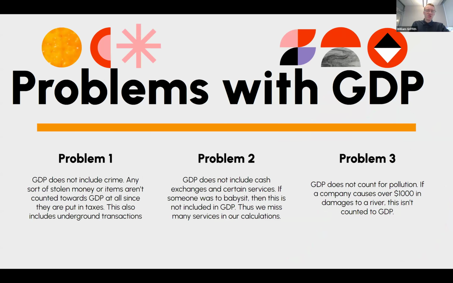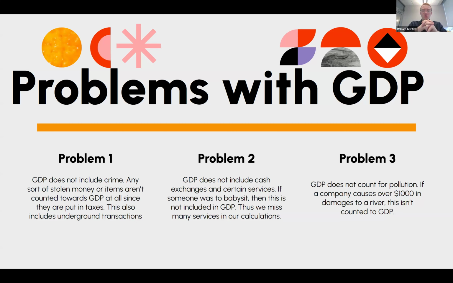So here are the big problems with GDP. We just talked about a bunch of these already, but GDP does not include crime. Any sort of stolen items, stolen money can't be calculated toward GDP because that's value that's been lost and has not been counted. It's not put on your taxes. I don't think they're going to put it on their taxes, but I could be wrong. And then underground transactions, like we said, we don't know who, what, where, when, and how much. Thus, we can't count it. So that's a huge amount of money we're missing in GDP.